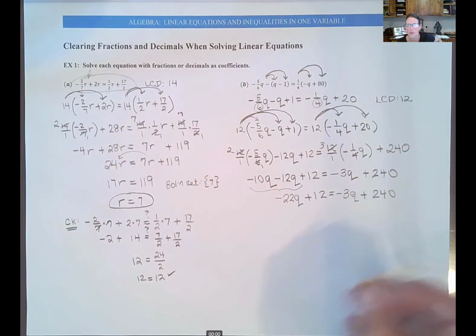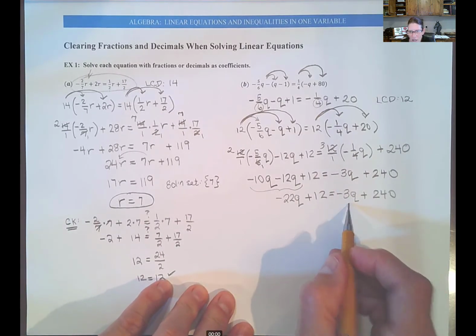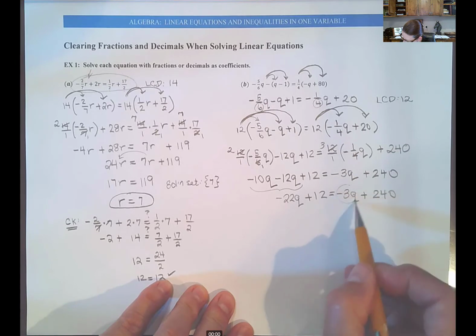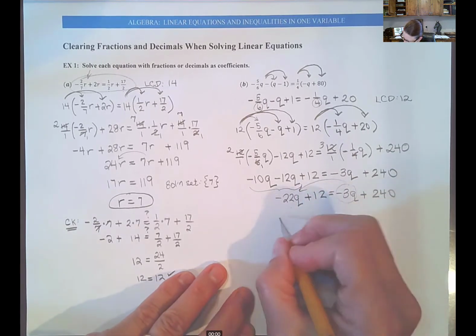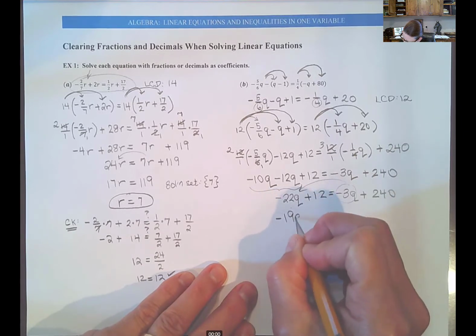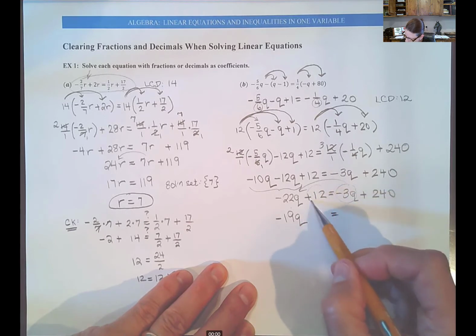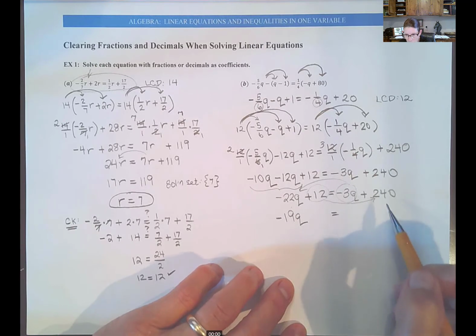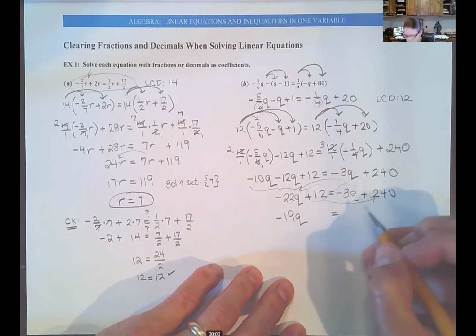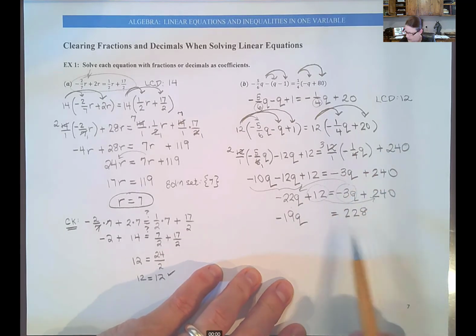Almost there. Hang with me, okay? This is a long problem, but we're going to make it. All right, let's add 3q to each side. I'm going to move q terms to the left. Negative 22 plus 3 is negative 19q. At the same step, I'm going to subtract 12 from each side, moving the numbers to the right. 240 minus 12 is 228. And let's divide each side by negative 19.